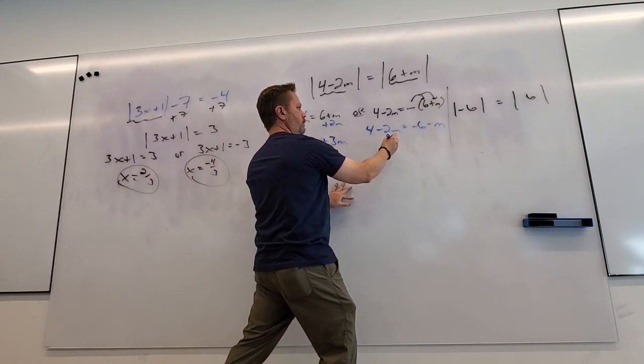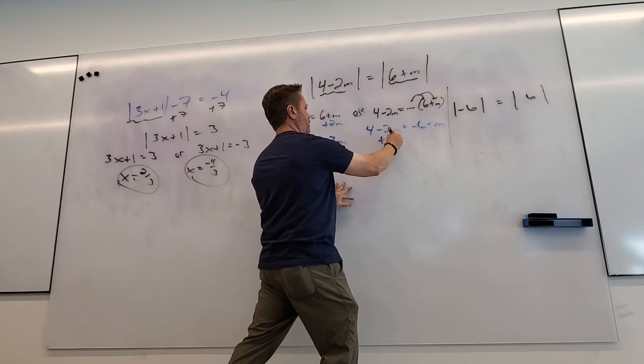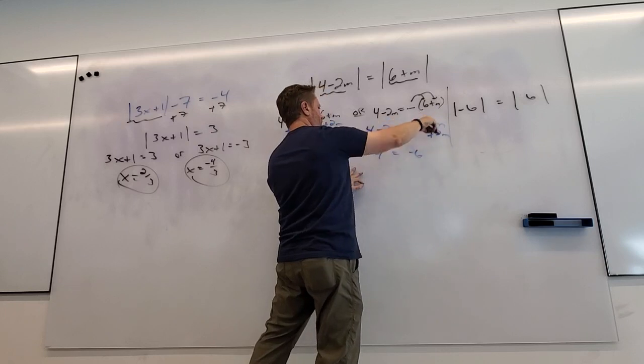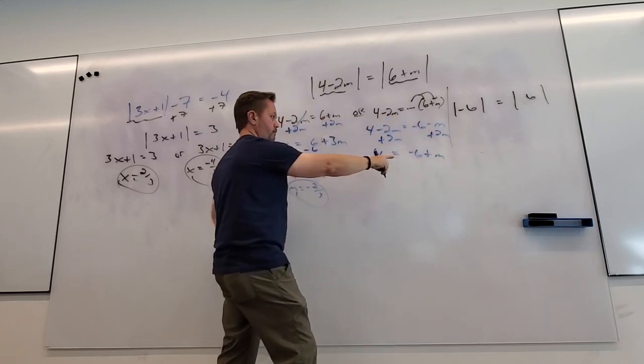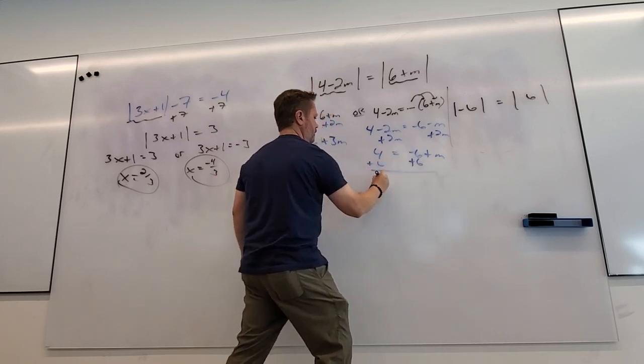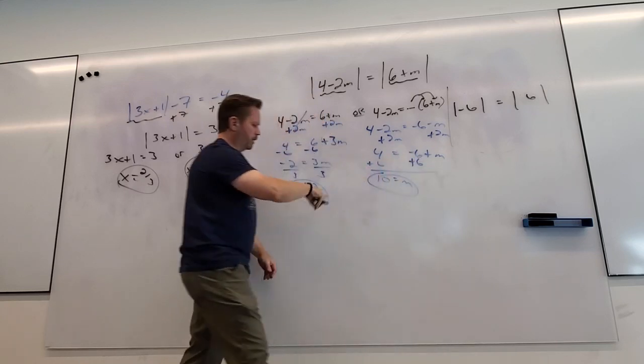Subtract 2m? Yeah, add 2m. Oh, that's what I meant. So we get 4 equals negative 6 plus m. Add 6. So we get 10 equals m. So I get my two answers.